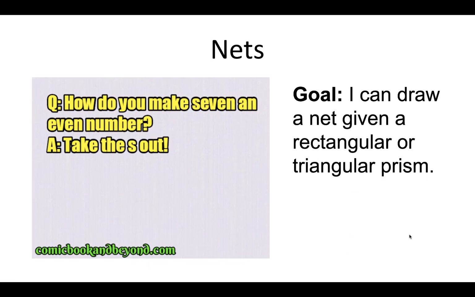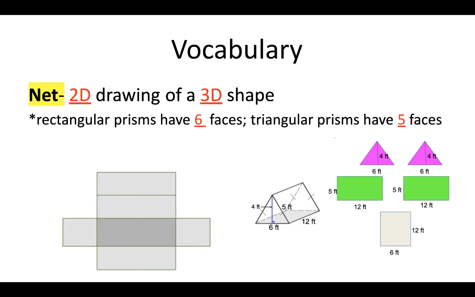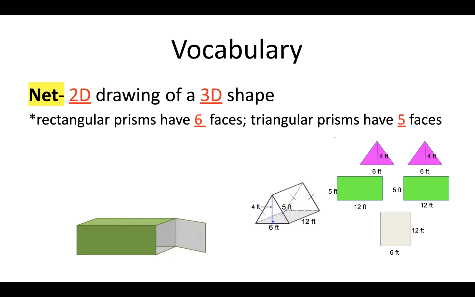Today's lesson is nets. Our goal is: I can draw a net given a rectangular or triangular prism. Make sure you have your Unit 7 net notes next to you. Let's start with vocab. This might be a repeat from your elementary days, and that is A-okay. A net is a 2D drawing of a 3D shape. Go ahead and fill in the parts that you need to.